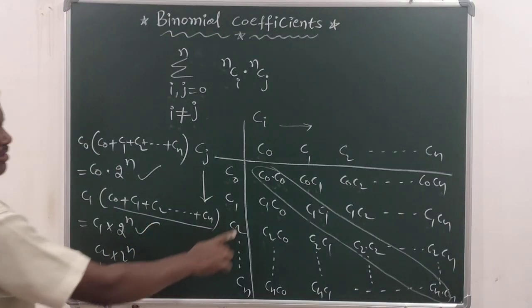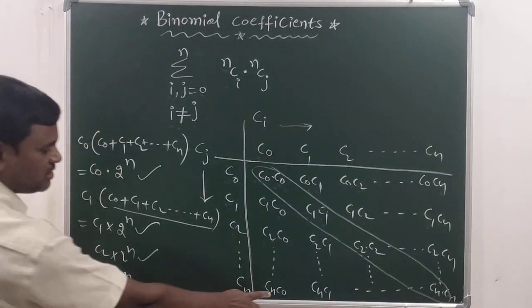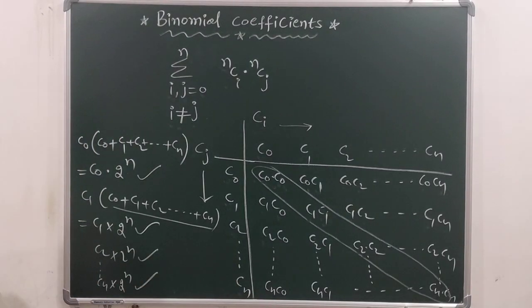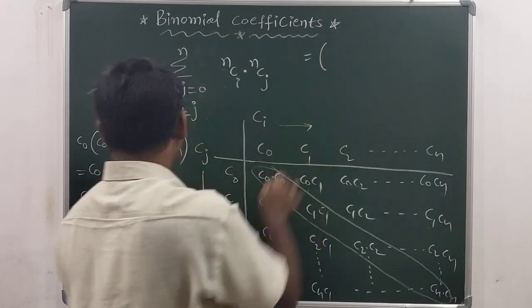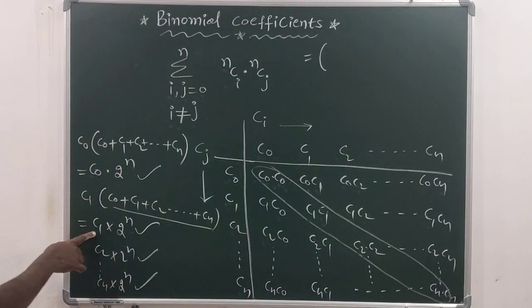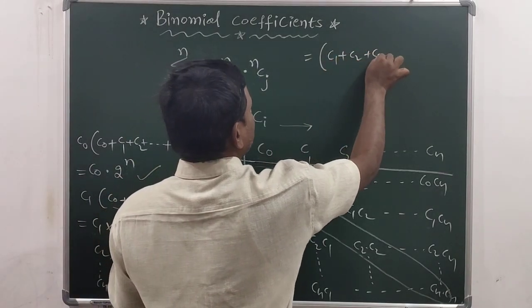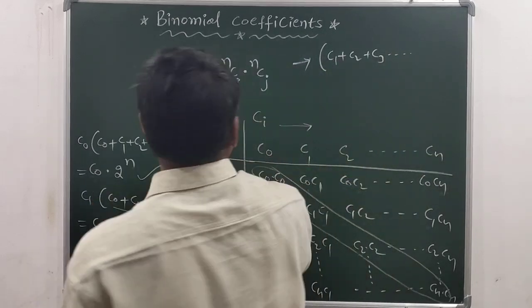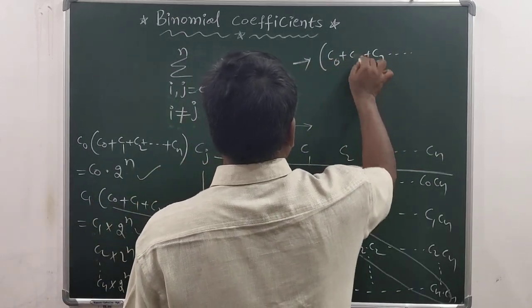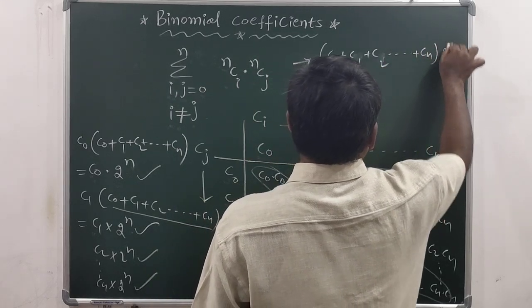Okay? So this is the sum of the first row. This is the sum of the second row. This is the sum of the third row and so on. This is the sum of the nth row. From all of them, 2 power n can be taken out. So inside what will be left? C0 plus C1 plus C2 and so on, Cn, into 2 power n.